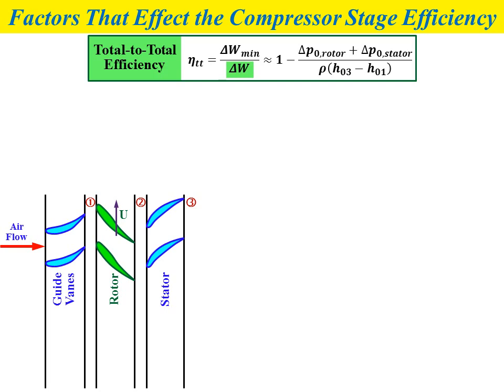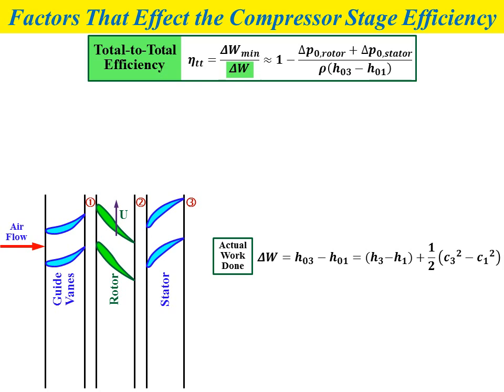If you look at the total efficiency equation, we have the term ΔW that represents the actual work done in the compressor. The actual work done in terms of equation is ΔW equal to stagnation enthalpy difference H03 minus H01, equal to static enthalpy difference H3 minus H1 plus the kinetic energy term for fluid, half (C3 square minus C1 square).